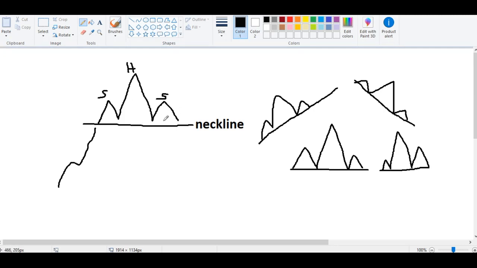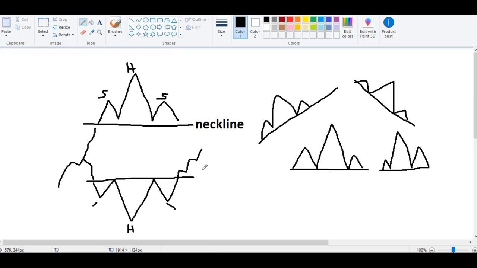Now, just like there is a head and shoulders, we also have the inverse of it, which is known as the inverted head and shoulders, or an inverse head and shoulders, right? With these two as the shoulders and this as the head. Now this one, the inverted head and shoulders, is a bullish pattern, right? Usually you will see this in a downtrend and this forming at the bottom of the trend. So when you see this at the bottom of the trend, this is indicating a trend reversal to the upside.